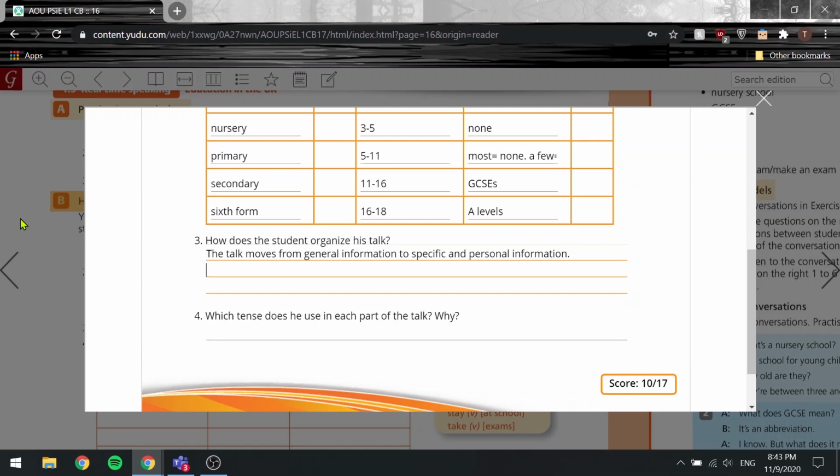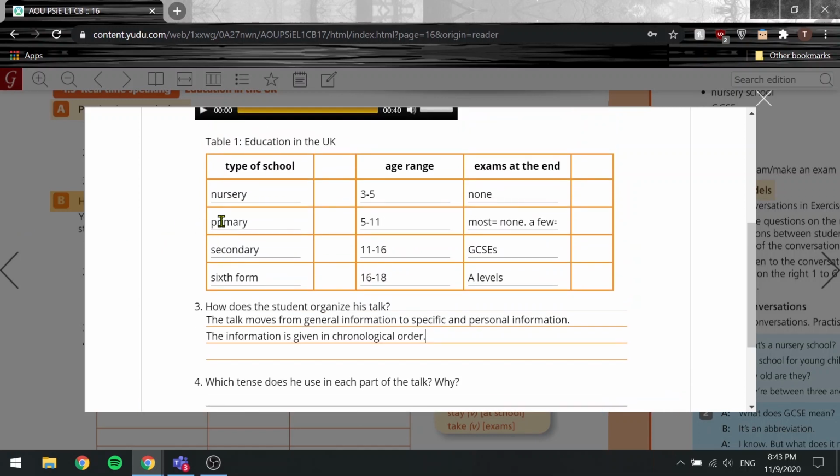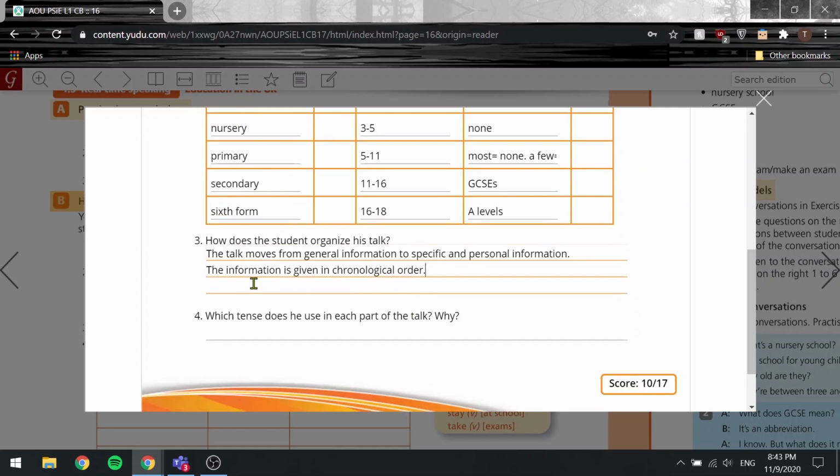And then we'll also add something along the lines of, the information is given in chronological order. And what chronological order means is things simply went as you go along. So he's not talking about secondary school first and then primary school and then sixth form and then nursery. No, everything is going in one specific order. This is basically what it means, okay?